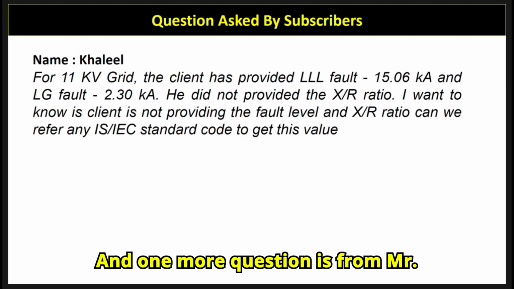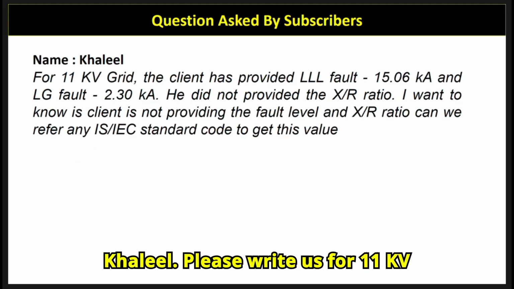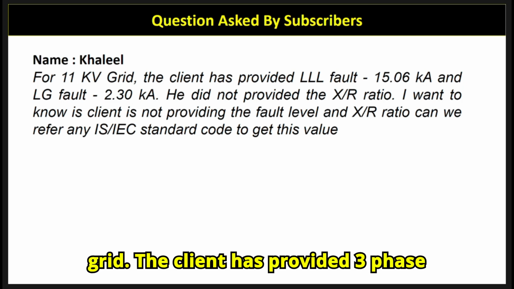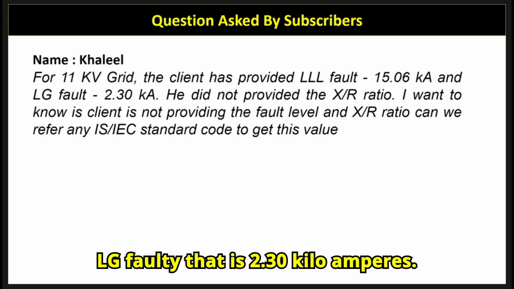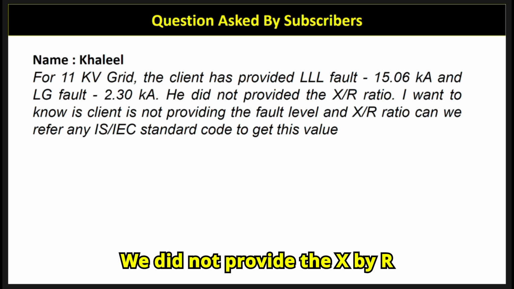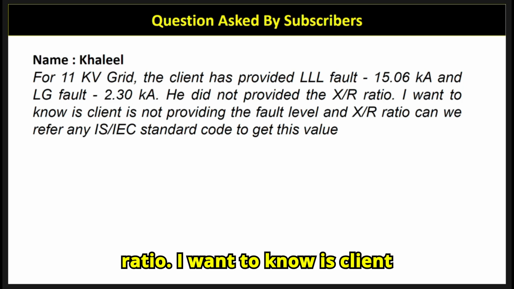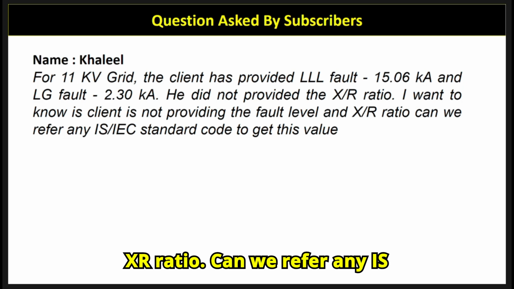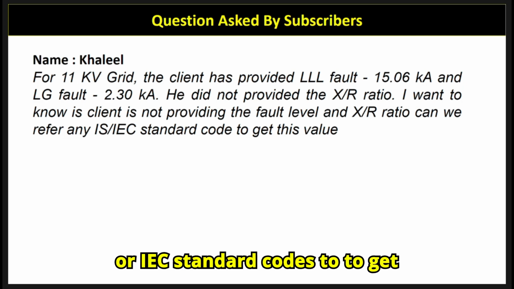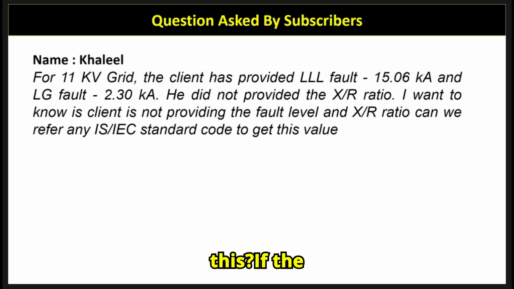And one more question is from Mr. Khalil. He writes, for 11 kV grid, the client has provided three-phase fault that is 15.06 kiloamperes and LG fault that is 2.30 kiloamperes. He did not provide the X by R ratio. I want to know, if the client is not providing the fault level and X by R ratio, can we refer any IS or IEC standard codes to get this?